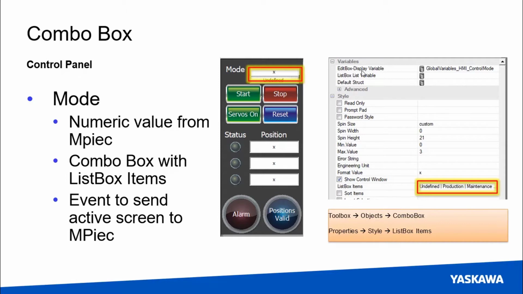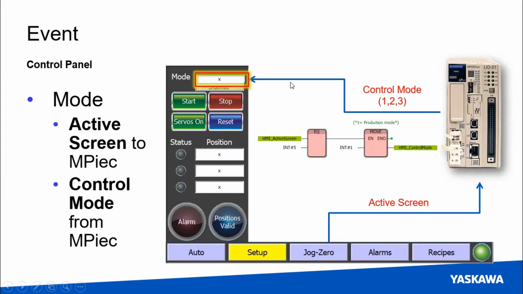And in that combo box, you read the control mode variable, but all the way down here in listbox items, you type in the text values that correspond to 0, 1, 2, etc. So whatever the variable value is, that will display the text in this listbox item here in the box. That mode for the list box comes from the controller. It's an HMI variable from the controller called HMI control mode.